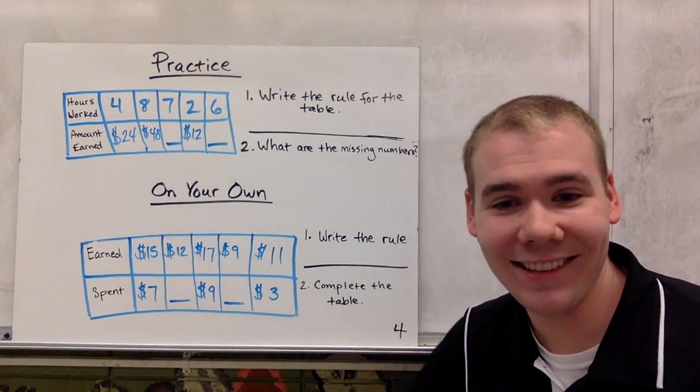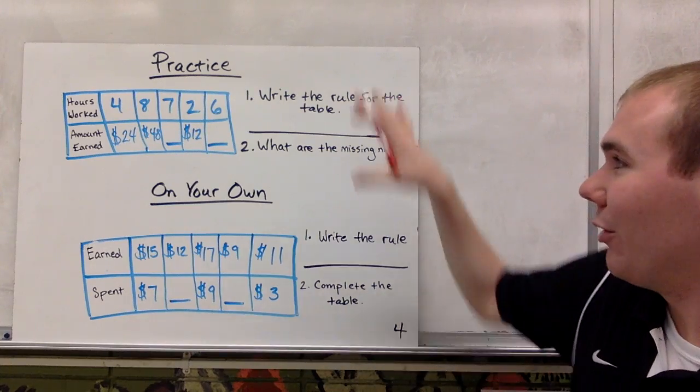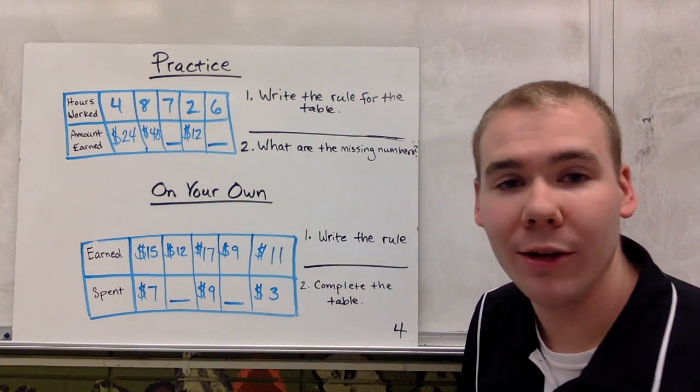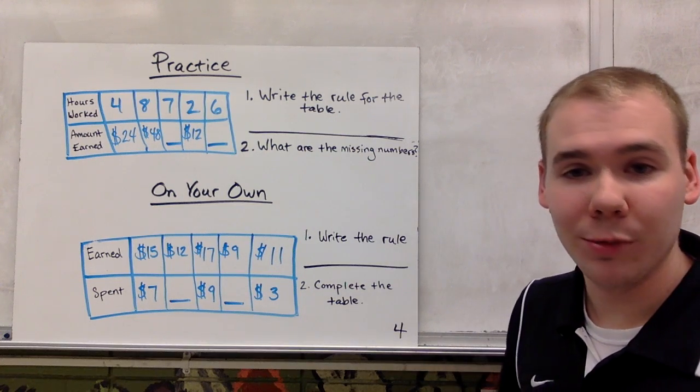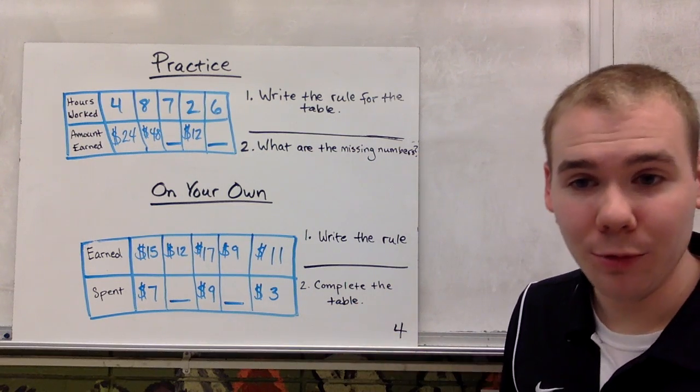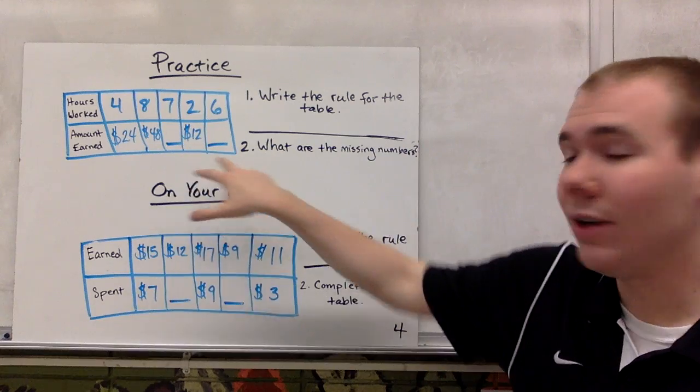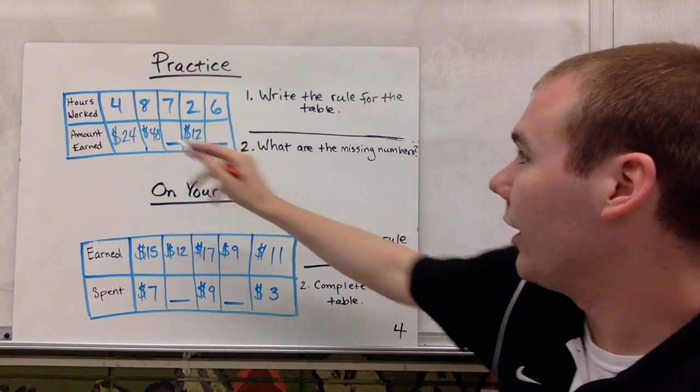Oh boy, we're already on the last slide. How quick was that? So here's a practice problem for us to work through together. The instructions are write a rule for the table. And number 2 says, what are the missing numbers? So I'm going to figure out the rule or the pattern, and then I'm going to fill in the missing numbers using that rule. So if I look, I have 4.